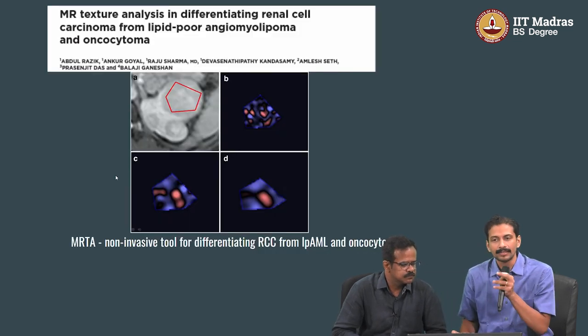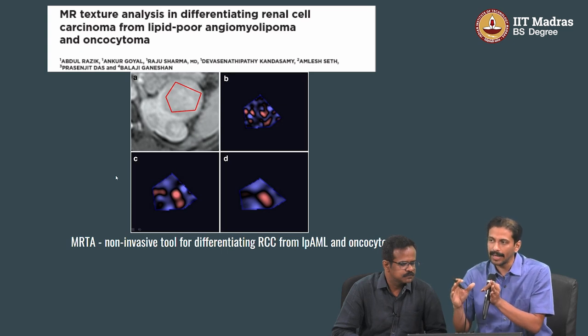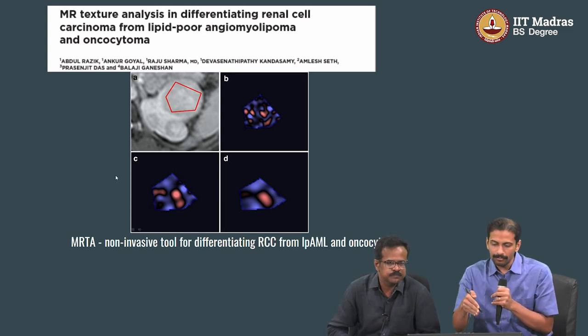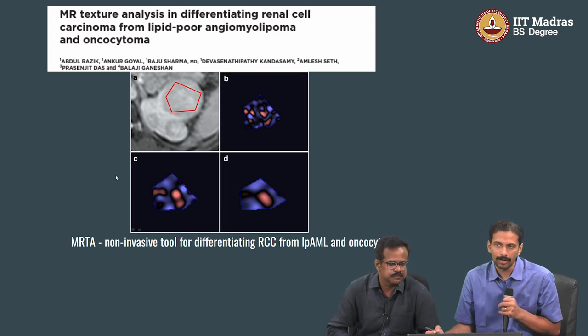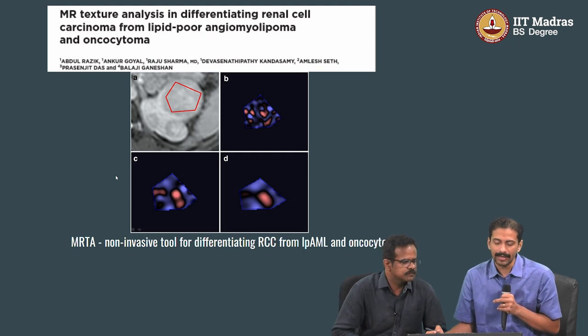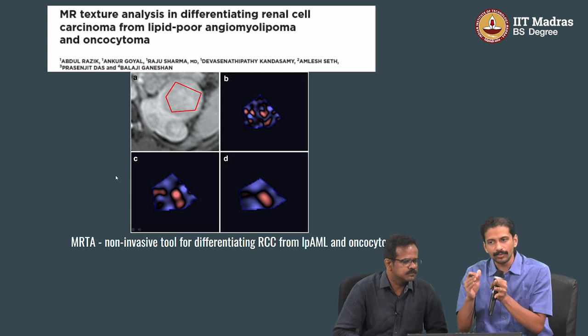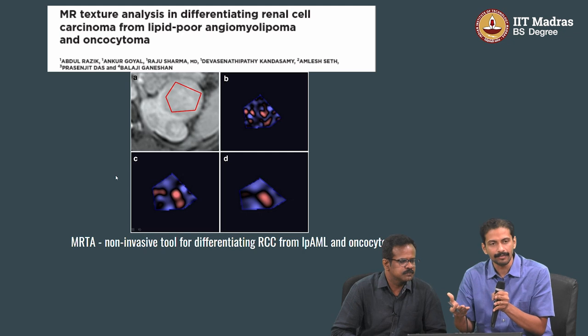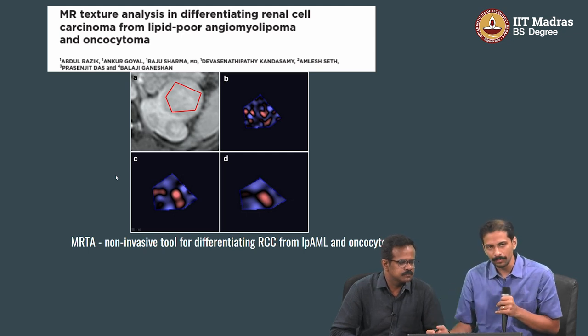In another paper, sometimes renal cell carcinoma can look very similar to a benign tumor. They all look very similar, right? We used a particular radiomics feature extraction method in those groups of patients, and we found that radiomics was able to differentiate those two things. Even though we are not able to see it with the naked eye, it was able to find out.